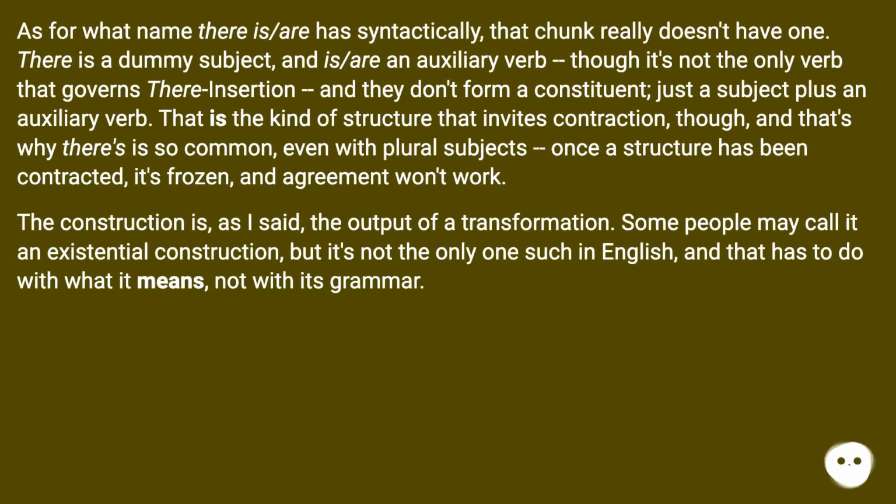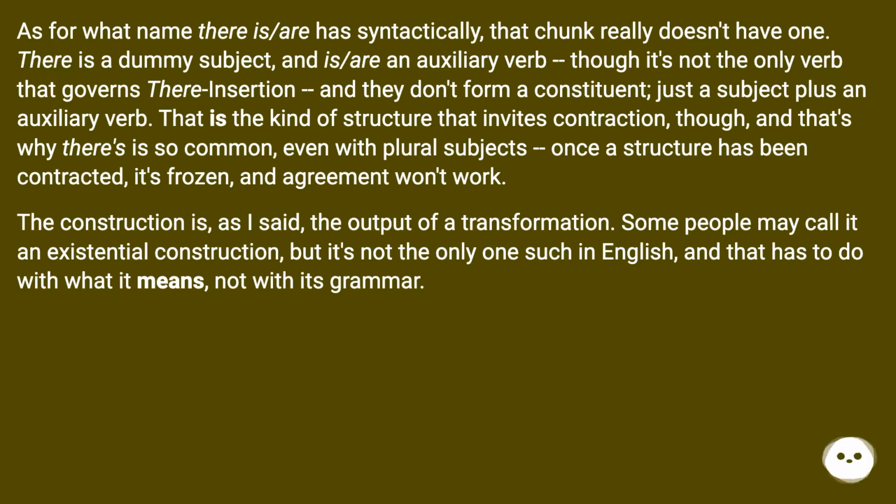As for what name there is/there's has syntactically, that chunk really doesn't have one. There's a dummy subject, and is/'s an auxiliary verb, though it's not the only verb that governs their insertion, and they don't form a constituent, just a subject plus an auxiliary verb. That is the kind of structure that invites contraction, though, and that's why this is so common, even with plural subjects. Once a structure has been contracted, it's frozen, and agreement won't work.